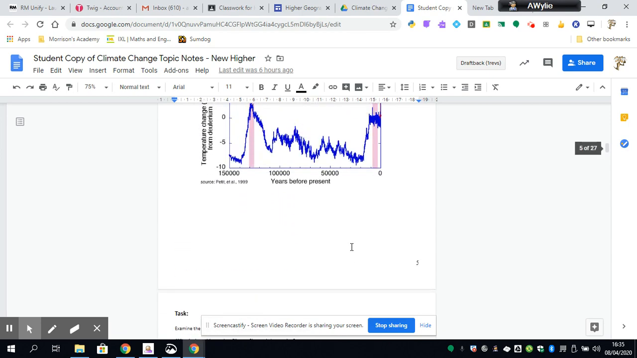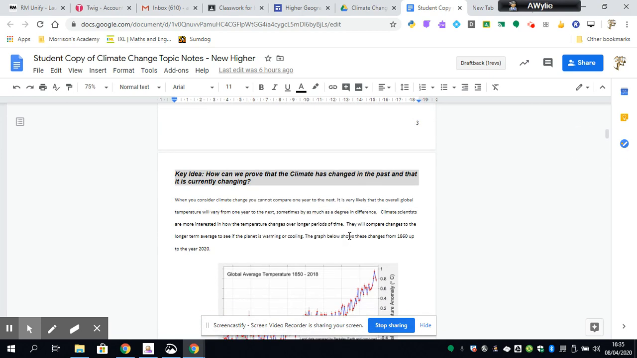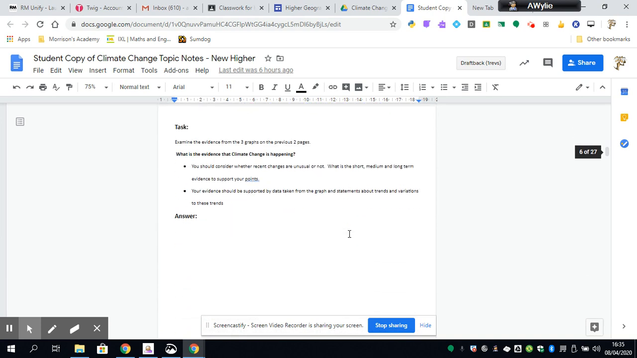Now, once you've read the work that goes with this page here and had a look at these graphs, I'd like you to now answer this question, which is considering the short-term, the medium, and the long-term evidence that the climate is changing. And you've got to talk about rises and falls. What do you think is the best evidence? What's the overall trend in variations? Should we rely on the short-term evidence for the last 200? Do we go with the last 2000 when we think about medium? Or do we go with even longer-term evidence and go back 150,000 years?